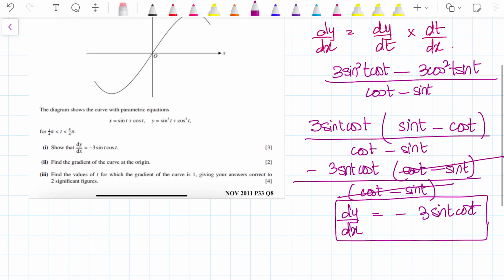Now, what's the next question? Find the gradient of the curve at the origin. Origin means the value of x is 0. The value of y is also 0. But do we know the value of t? Because to find out the gradient, we need the value of t. So we input 0 here.